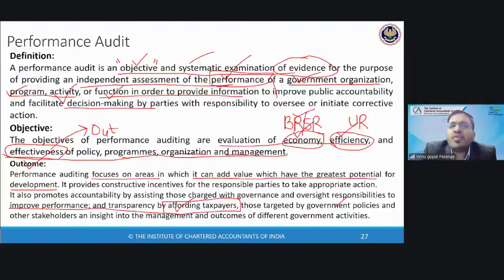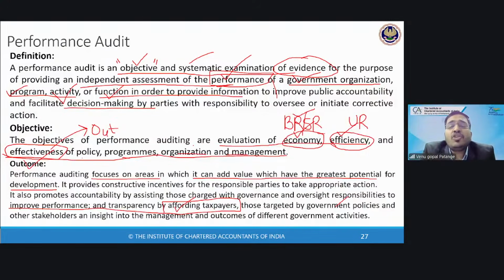Any resource you can take. I took an example of machine. You can take the example of employees. You can take the example of inventory. Someone procured inventory at higher cost. Someone recruited an employee at higher cost. It is economy. That guy sitting idle is inefficient. That guy has to deliver something, but it is not done. It's effectiveness. Any resource: material, man, machine, money, any resource. Clear?